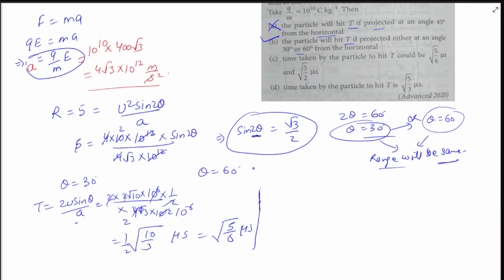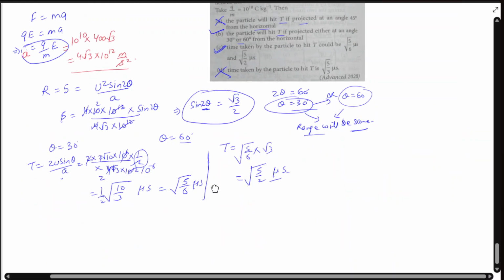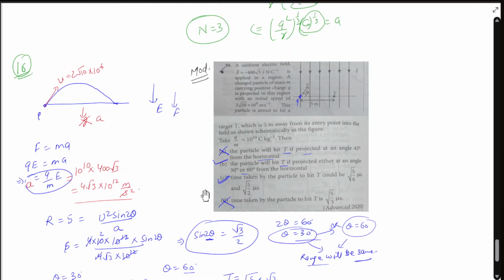For theta equals 60 degree, we can find t. Instead of 1 by 2, we just have to write root 3. So it will be root 5 by 6 into root 3, which is root 5 by 2 microseconds. So this C option is also correct. Time taken of the particle is this. Okay, perfect. So these are our 16 questions.